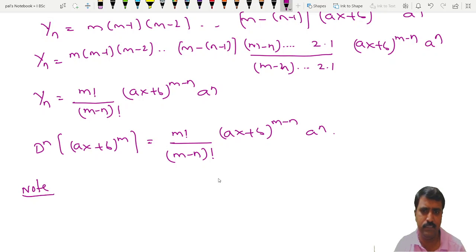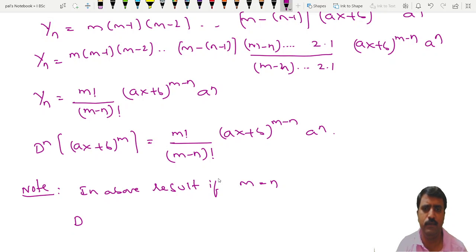So note that in the above result, if m is equal to n, then what happens? Then Dn, or you can write Dm of, whatever it is. Either in place of m you can write n, or in place of n you can write m. So you write it is Dm of (ax plus b) to the power m.